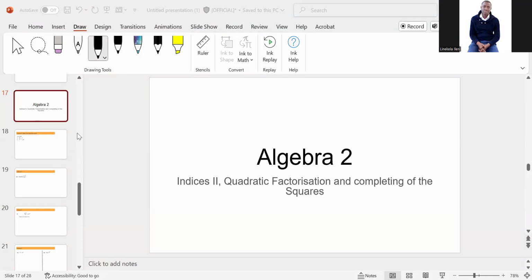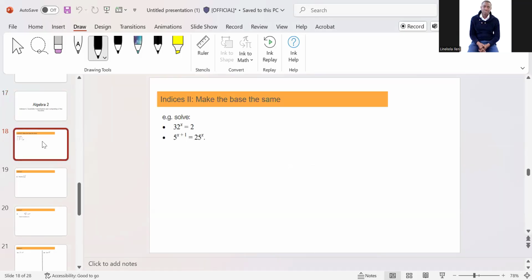So this will focus on indices, quadratic factorization, and completing the square. These are usually the things that they really like to ask as well for paper 2 as well as paper 4. All right. So without wasting time, let's get to indices.